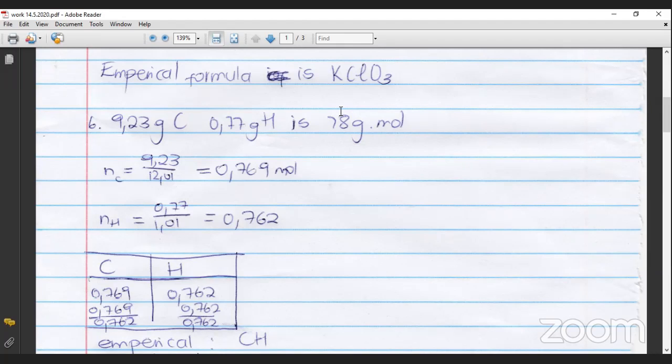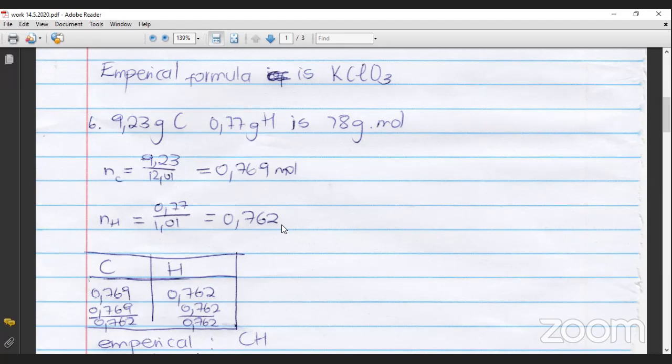First of all, as usual, we're going to start by looking for the moles. The moles will be 9.23, what is given there, divided by the molar mass, which is 12.01. You get this from the periodic table, and this will be your answer. You do the same for hydrogen, but here I just forgot to write the unit mole, but it has to say mole.